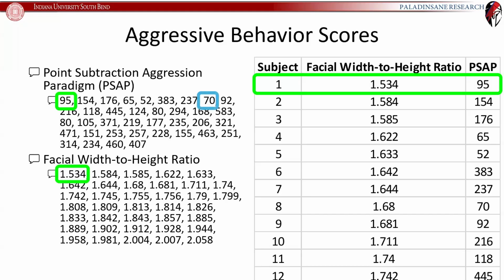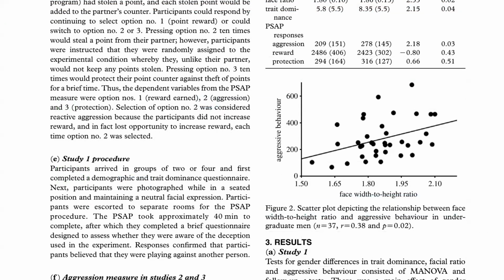That score of 70 goes with this score of 1.68 on the facial width to height ratio because they both belong to subject number 8. So you need to know which scores go with which other scores on those 2 quantitative variables. Otherwise, you have no way of creating that scatter plot. So that's the information that you need to start with. You need a certain number of individuals, you need their scores on one quantitative variable, and you need those same people's scores on that second quantitative variable. All right, so once you have those scores, you can build the scatter plot.